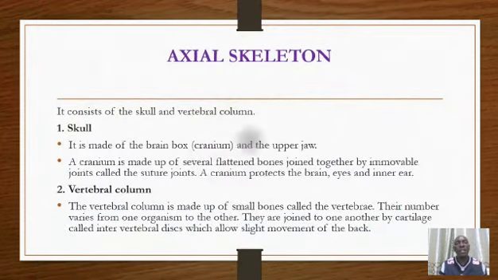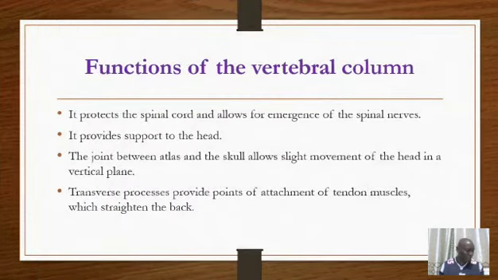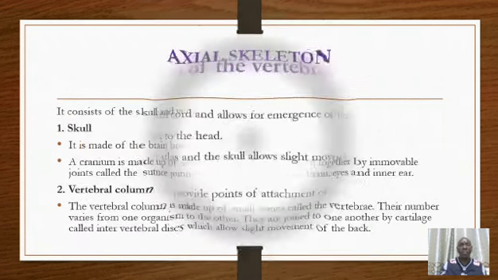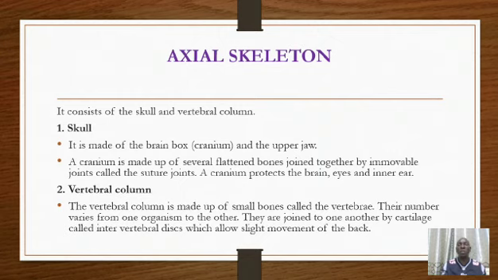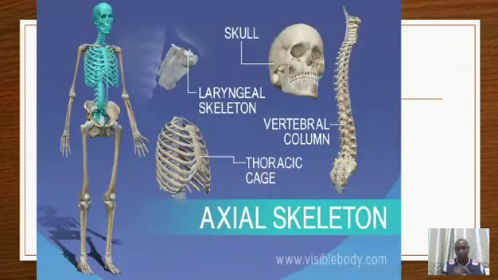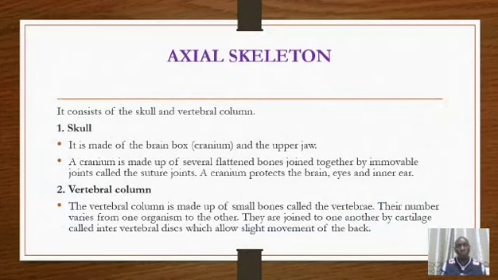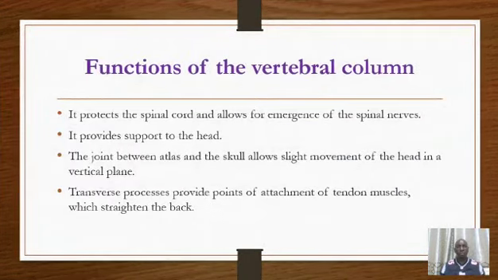Now, what is the function of the vertebral column? Because we've said that the axial skeleton is made of the skull, vertebral column, and the rib cage. What are the functions of the vertebral column? What are the roles of that vertebral column that you're seeing there? 1. The vertebral column protects the spinal cord.